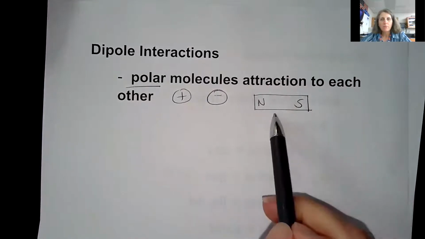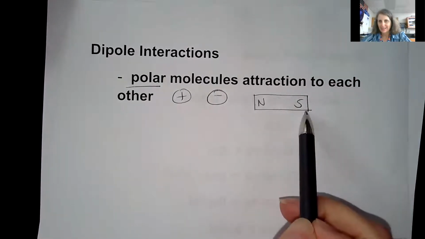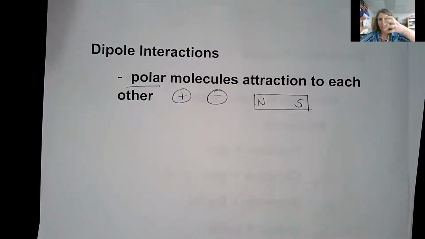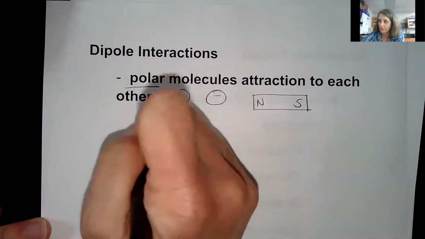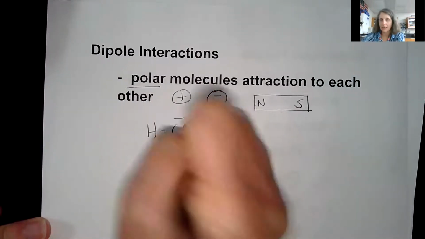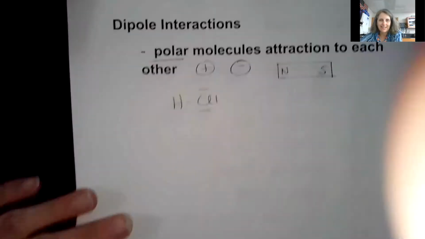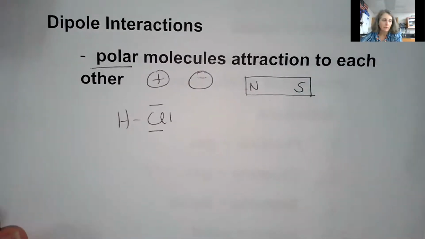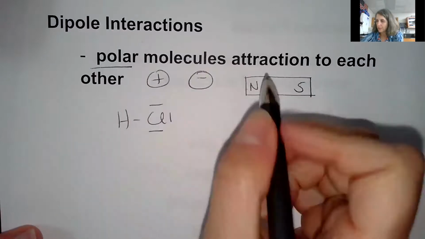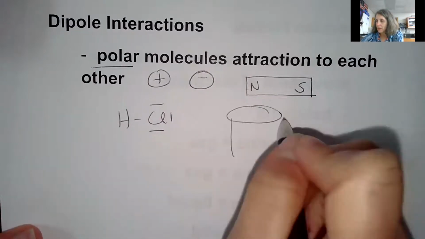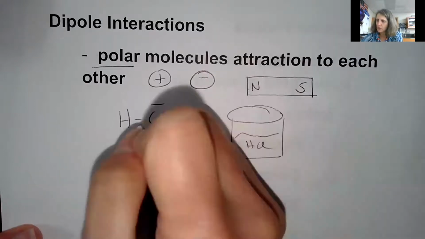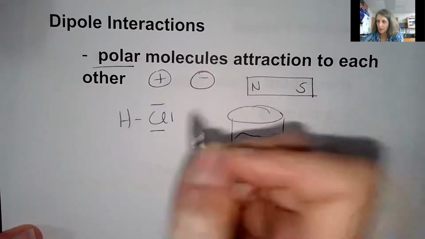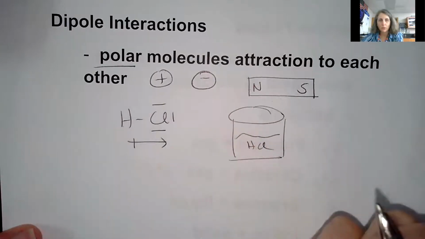I want you to think of a bar magnet with a north side and a south side, and how north and north can't go together, and south and south can't go together. The same thing goes for a polar molecule. If I use HCl as my example, just because it's nice and simple and small and easy for us to draw, if I have a beaker of HCl, which is a liquid at room temperature, chlorine is more electronegative than hydrogen. So I'm going to use a dipole arrow.